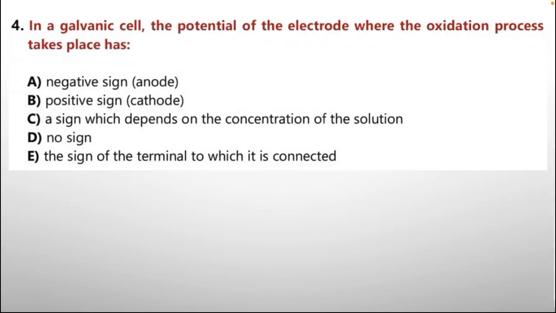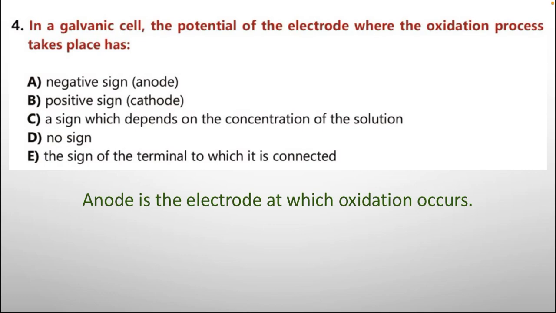Question number 4. In a galvanic cell, the potential of the electrode where the oxidation process takes place has, options: A, negative sign, anode, B, positive sign, cathode, C, a sign which depends on the concentration of the solution, D, no sign, E, the sign of the terminal to which it is connected. Anode is the electrode at which oxidation occurs. So the correct option is option A, negative sign, anode, where the oxidation process takes place.